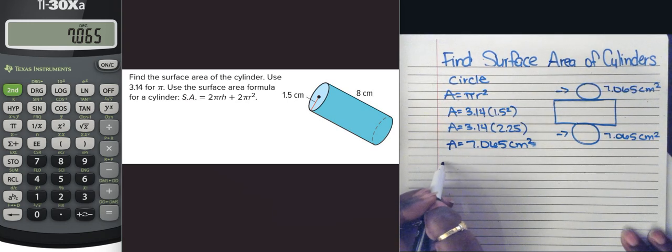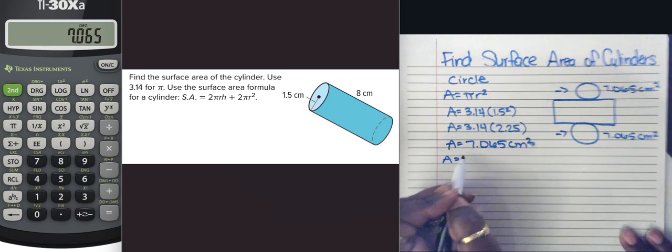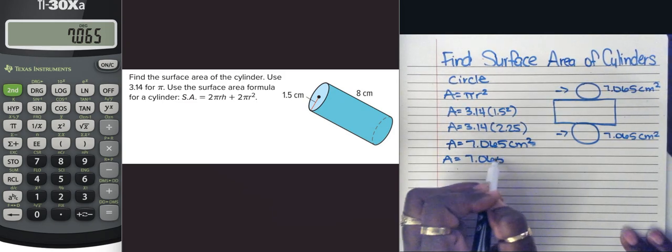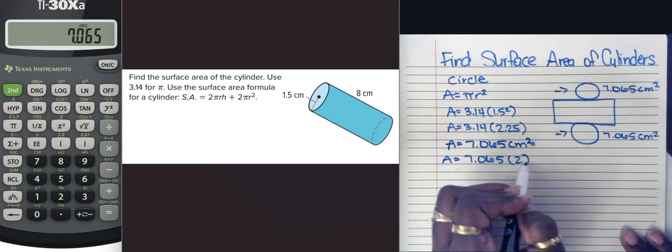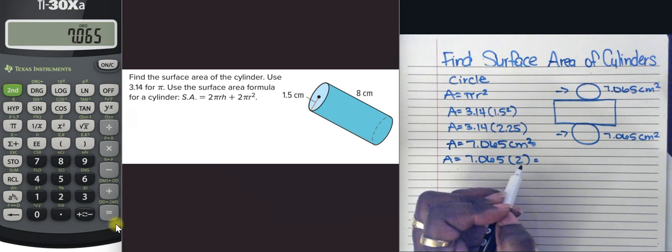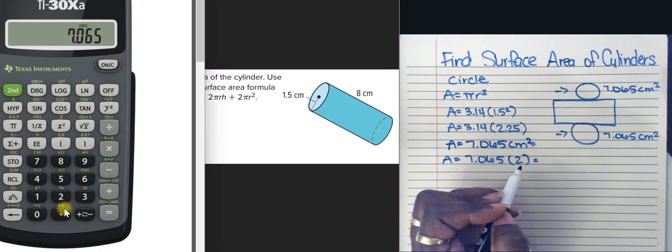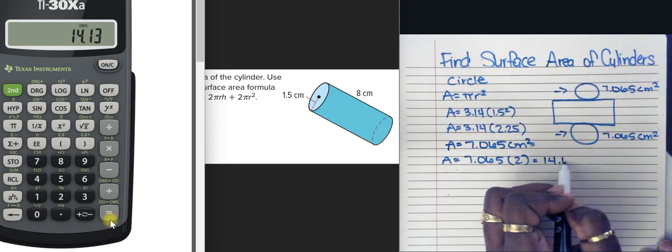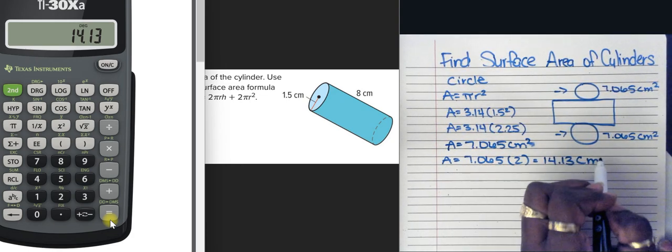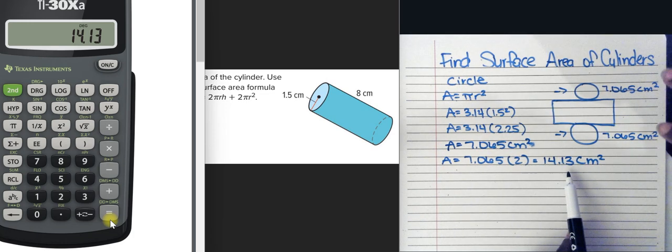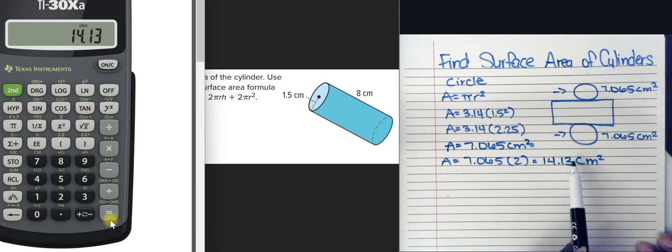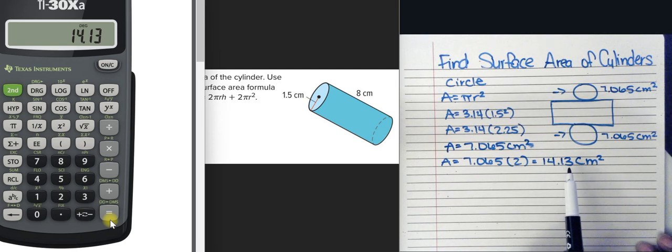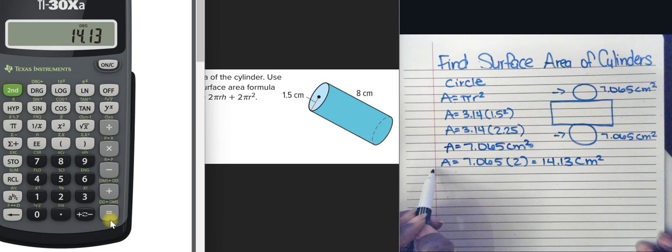So what we could do is just multiply it, right? So area is equal to 7.065 times 2, and that is going to be equal to 14.13 square centimeters. So that is the sum of the two circles. Okay, so I've added up the two circles. So we know that together that comes up to 14.13. Now let's move into our rectangular shape.